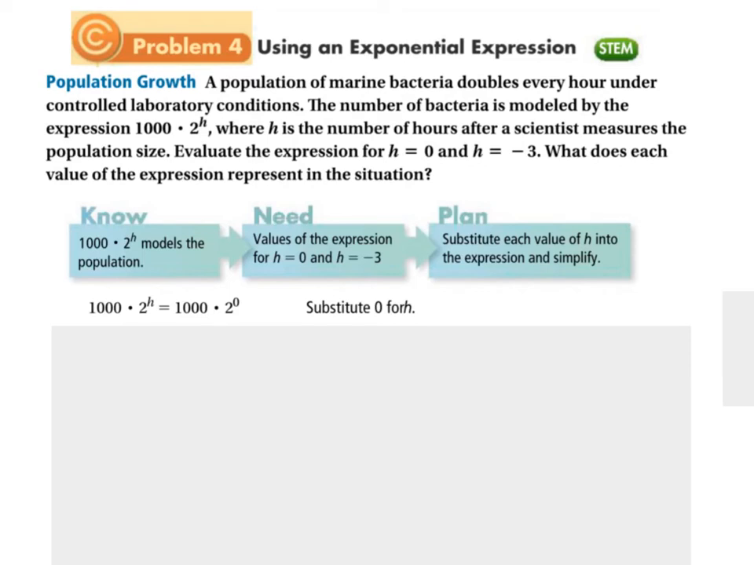1,000 times 2 to the 0. What is 2 to the 0? Anything to the 0 power is 1. So we've got 1,000 times 1, or 1,000.